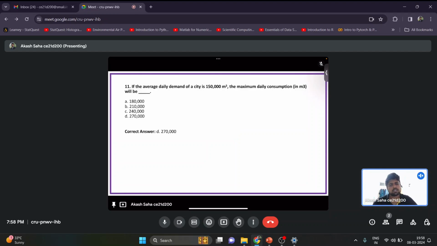Okay, so the correct answer is 270,000, because the factor that we use for the daily variation factor is 1.8. So from average daily demand to maximum daily demand, we have to multiply it with the factor of 1.8. So 150,000 into 1.8 is 270,000 meter cube. So this is the answer. Okay, we'll move to the next problem.